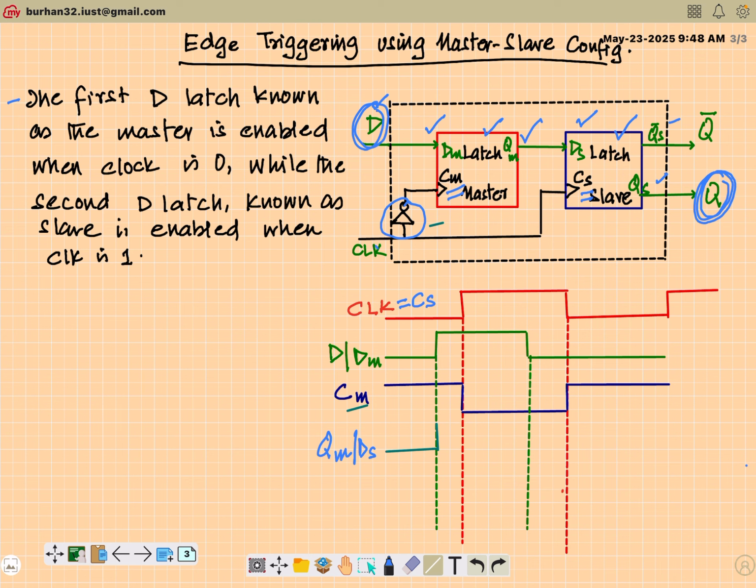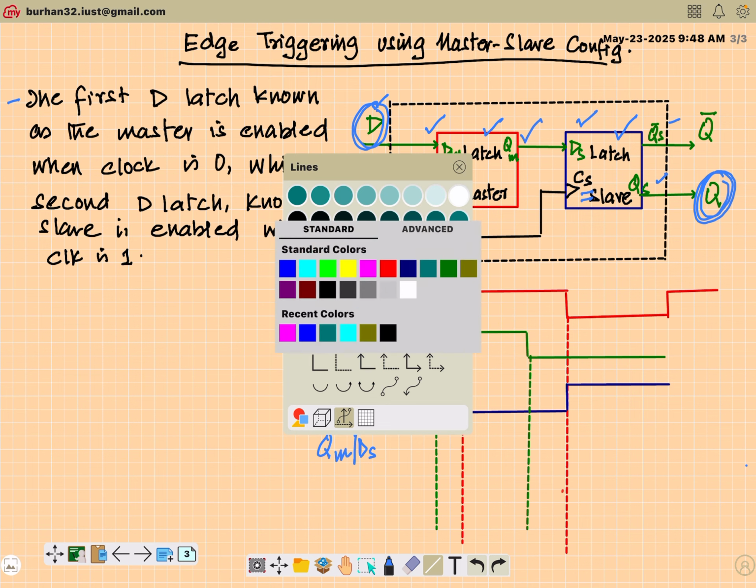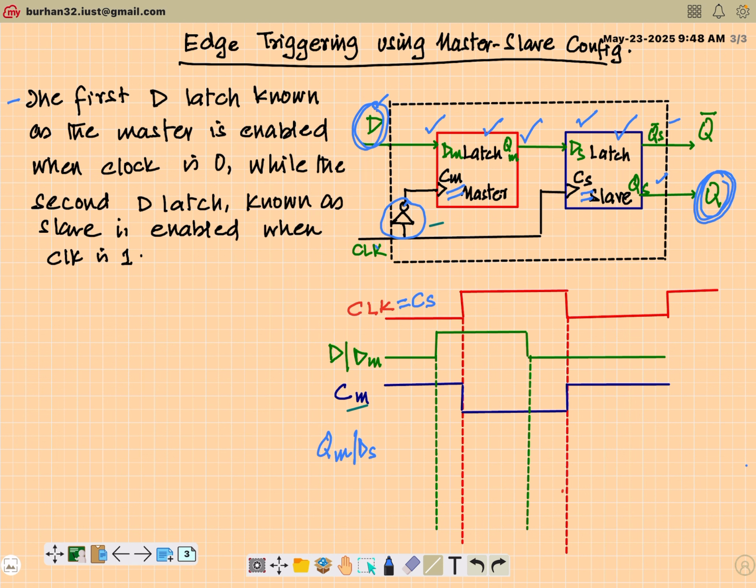Let me draw. I think I should use a different color so that it is visible in a better way. Let's use this one. Fine. So up to this instant it is 0, then it goes high, and remains high up to this instant.